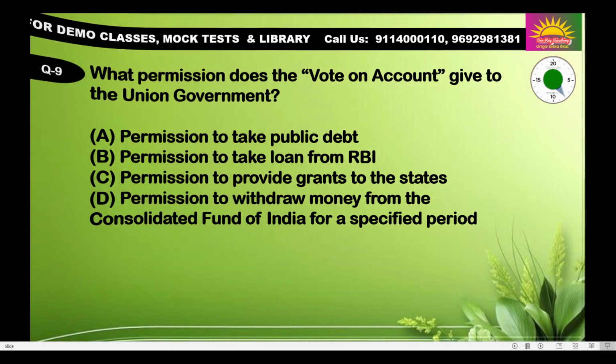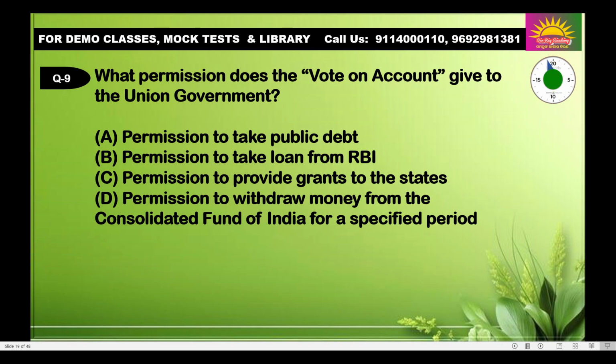Question number 9. What permission does the vote on account give to the Union government? Permission to take public debt, permission to take loan from RBI, permission to provide grants to the state, permission to withdraw money from the consolidated fund of India for a specific period.